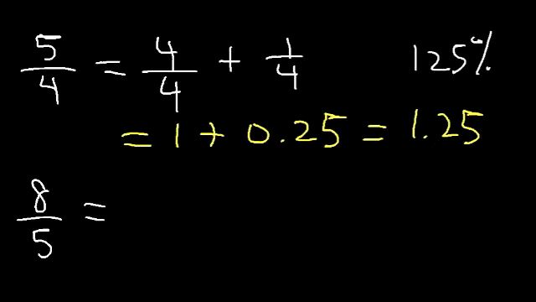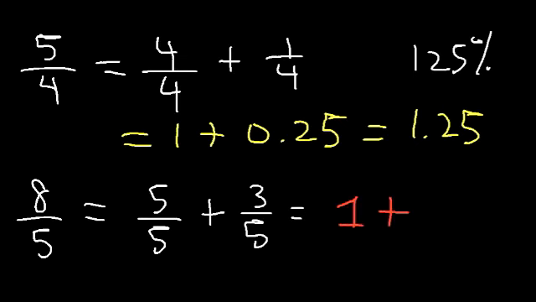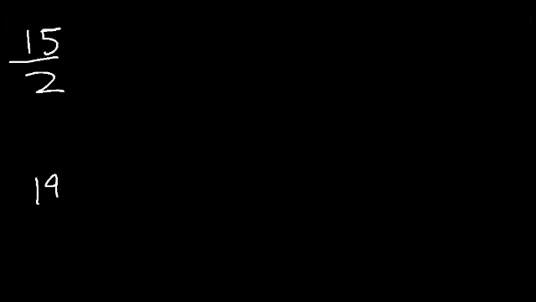8 over 5, that's 5 over 5 plus 3 over 5. So 5 over 5 is 1, 3 over 5 is 0.6. Now if you remember 1 over 5, that's 0.2, and then you multiply 0.2 by 3, you get 0.6. So this is equal to 1.6 or 160%. Okay, let's not worry about the percentage anymore. Let's just convert the rest into decimals. So try these two, 15 over 2 and 19 over 3.